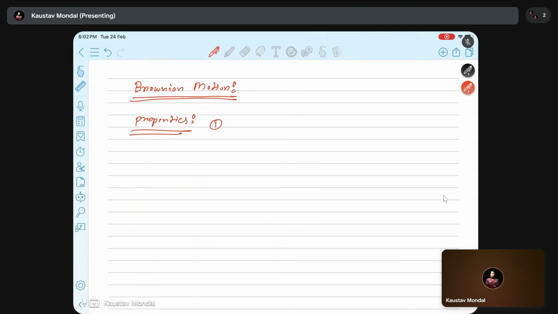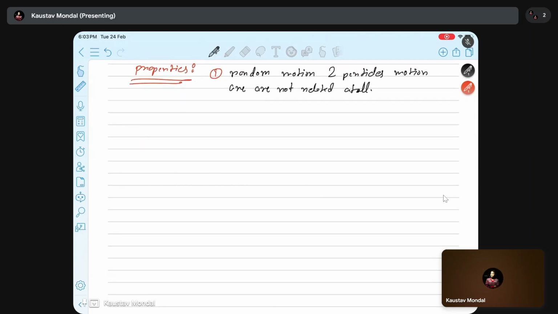Completely random motion, where two particles' motions are not related at all. If there are two neighboring particles, there is basically no correlation between the motion of each of those two particles.